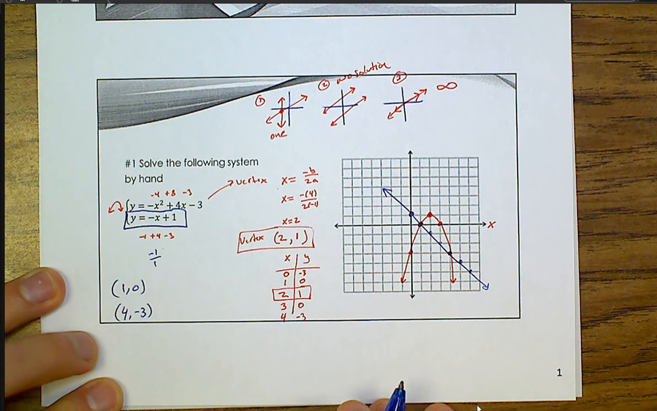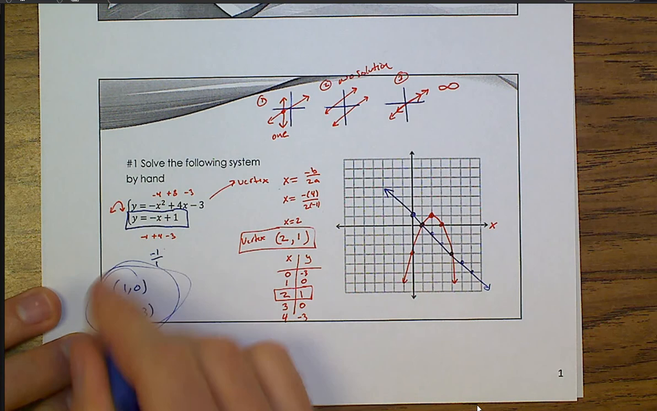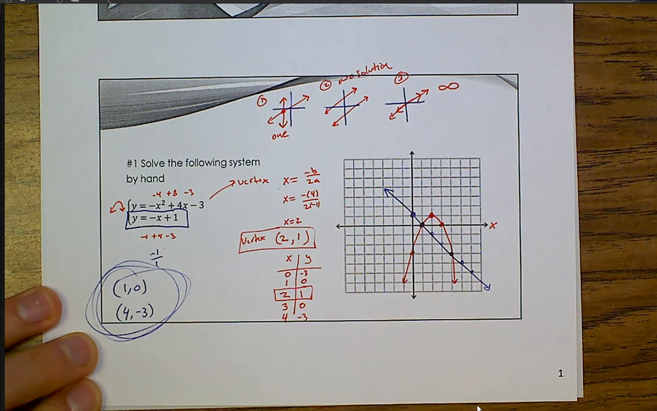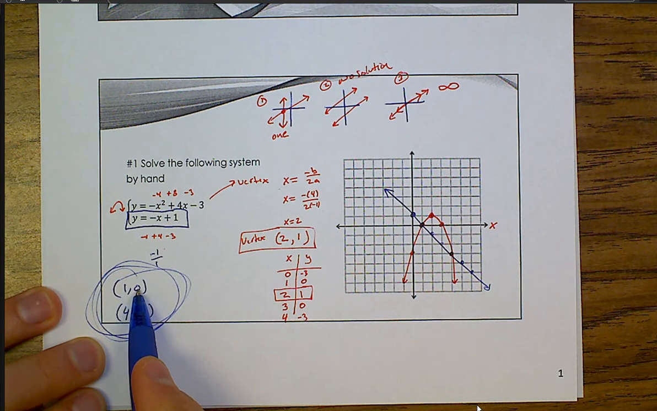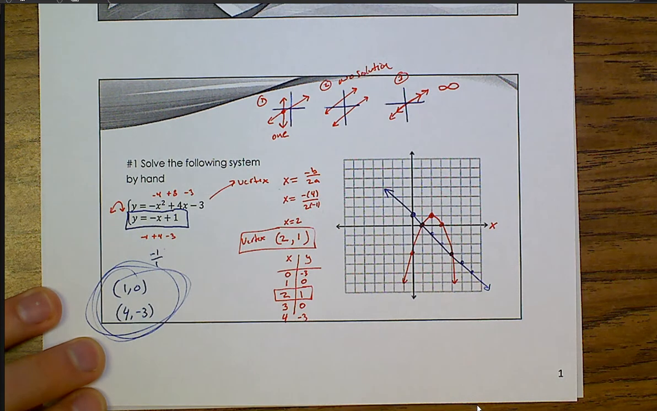So it says solve the following system by hand. These are our solutions right here. Those are our solutions. And you can easily check those. Plug 1 in for x and 0 in for y. So negative 1 plus 1 is 0. And you could plug 4 in here and negative 3, and you would get those to work.